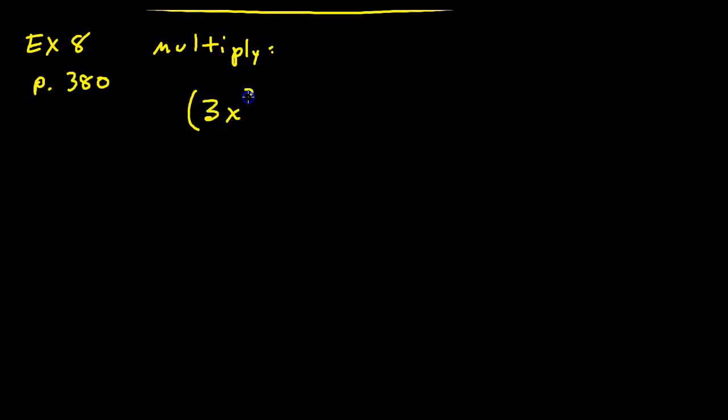All right, example 8 is an interesting example. Again, example 8 on page 380. We are asked again to multiply some polynomials. But things are a little bit different here. Let me write down the question. 3x cubed minus 2xy plus 3 times 4x.